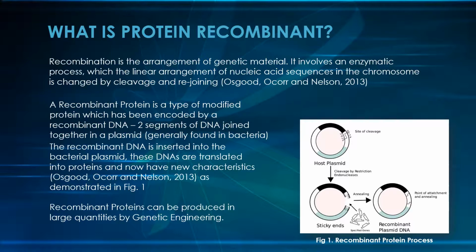which are two segments of DNA joined together in a plasmid, generally found in a bacteria. The recombinant DNA is inserted into the bacterial plasmid. These DNAs are translated into proteins and now have new characteristics. Recombinant proteins can be produced in large quantities by genetic engineering.